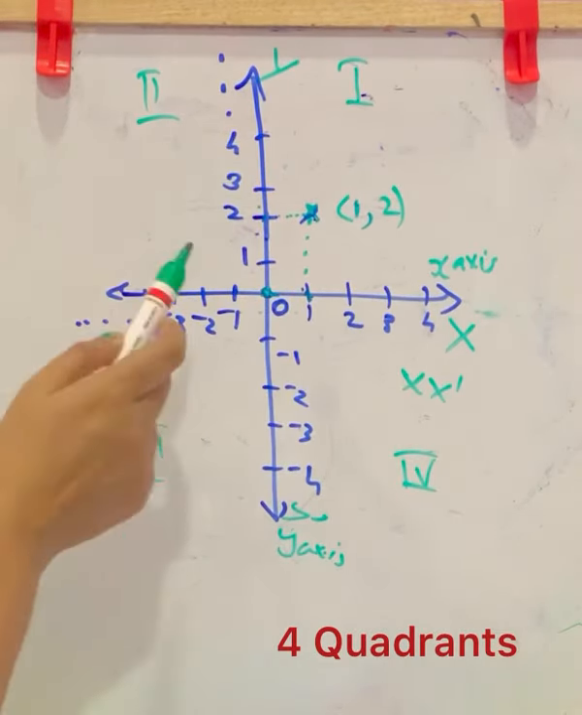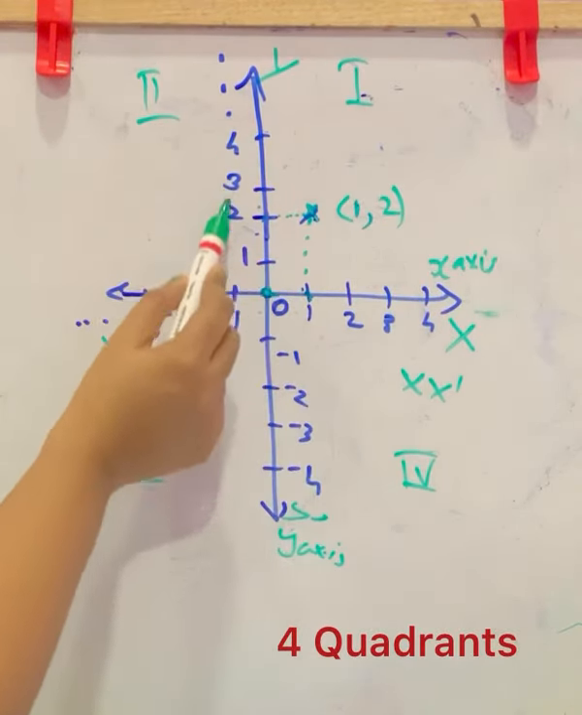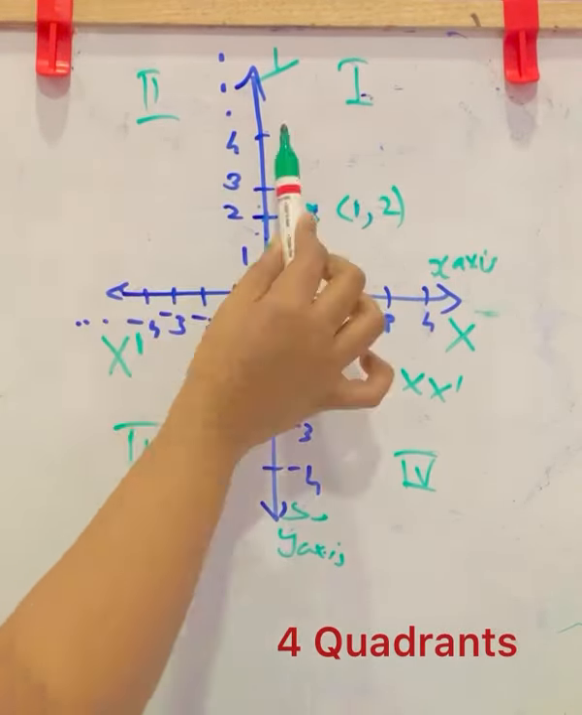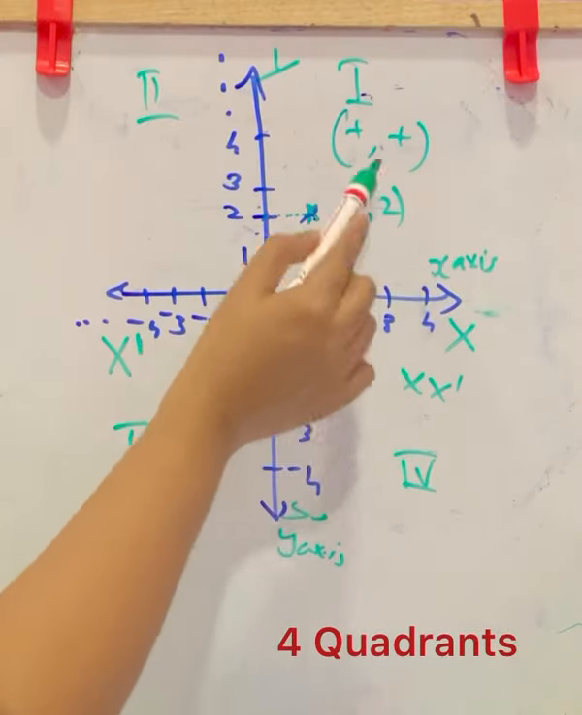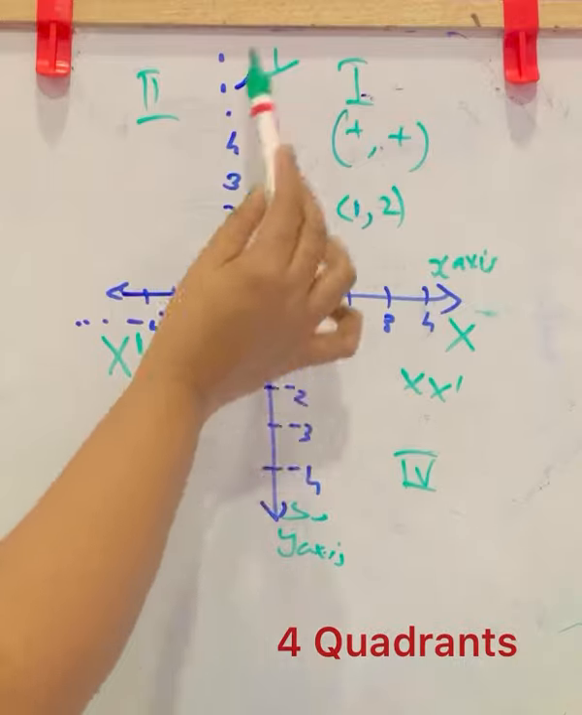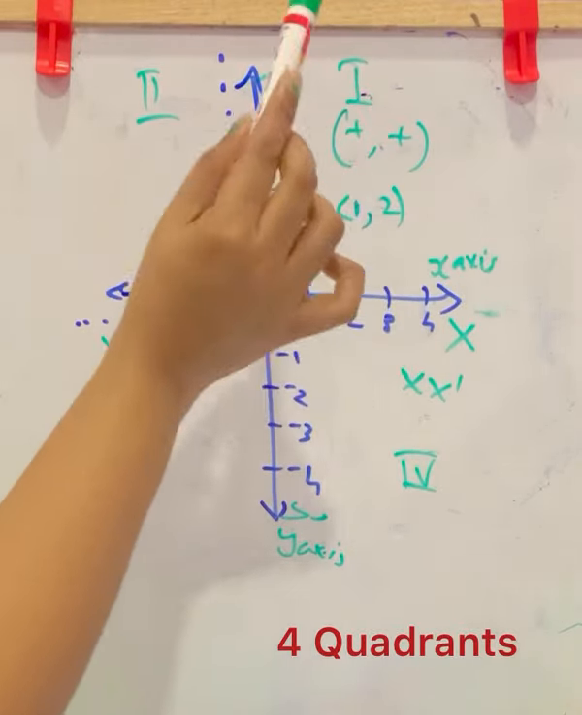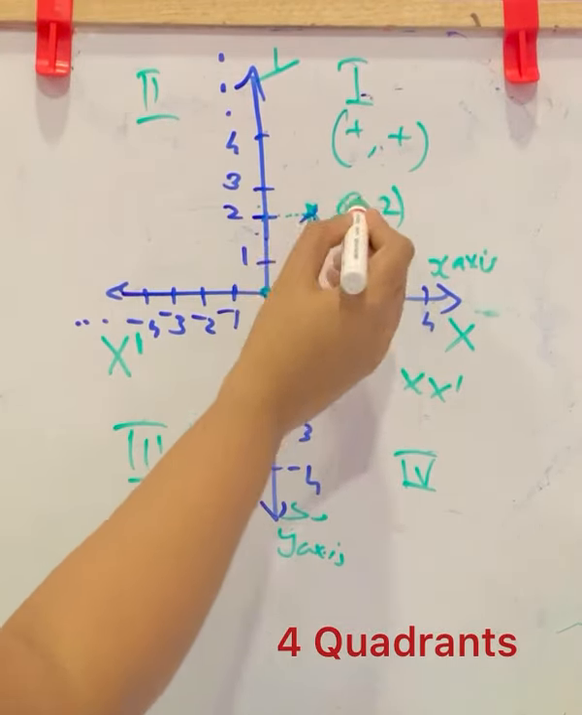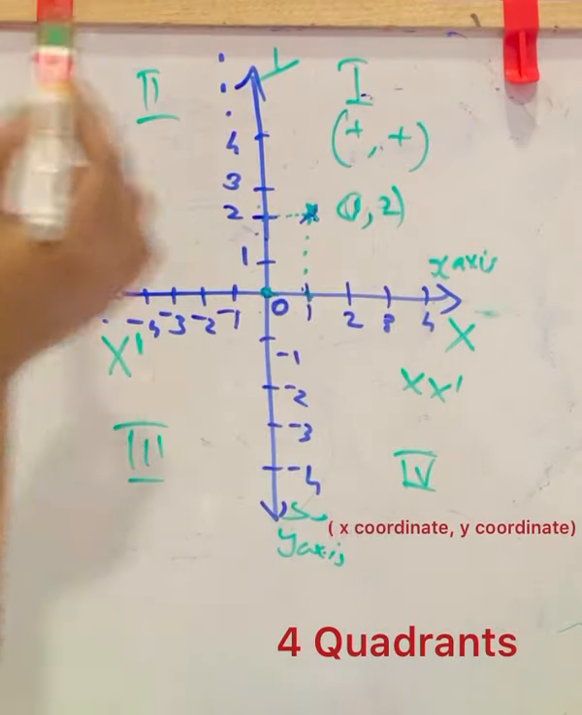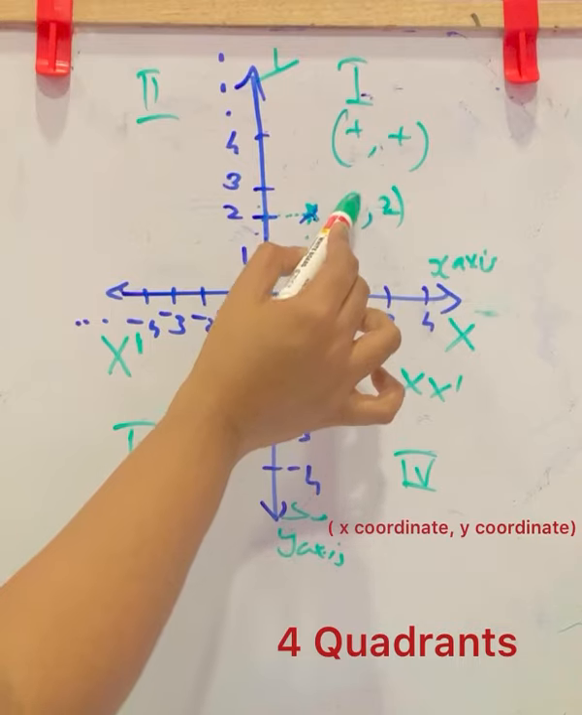So you can see all the values here are positive and here are positive. So all the points lying on this quadrant, that is the first quadrant, will be positive and positive. X is positive, y is positive. So in this quadrant both the x value and y value are positive. And this can be called the x coordinate and this is the y coordinate. This denotes the value of y, and this denotes the value of x.